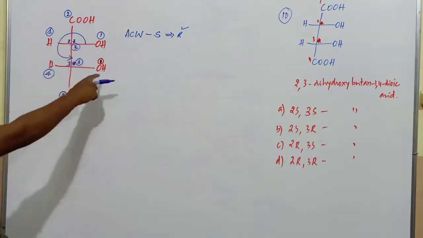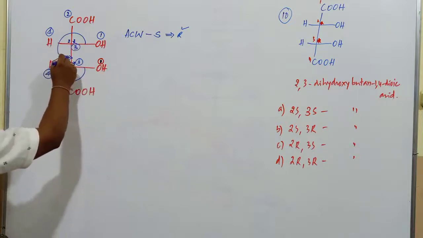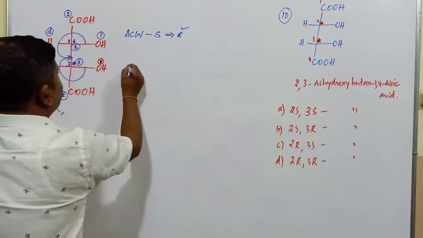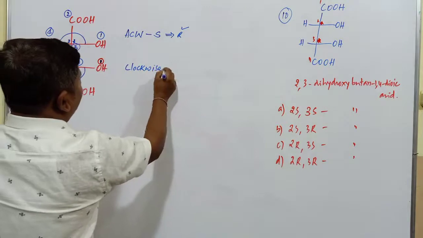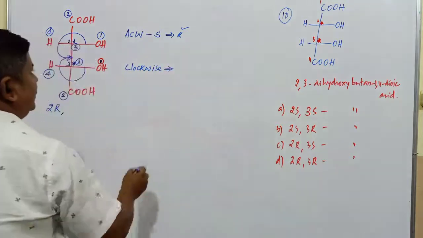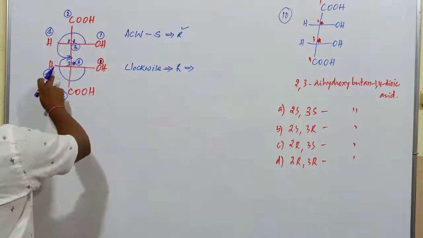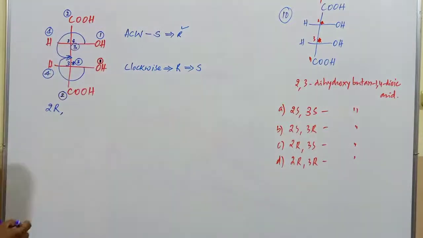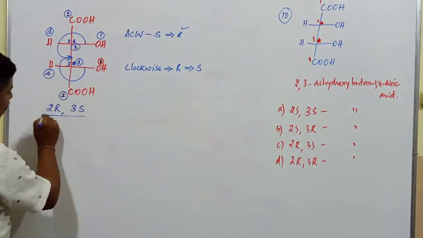So this is first one, second one, and third one. So here also it is going to be in this particular direction. If it is in clockwise direction, the particular isomer is represented as R isomer, but here also the lowest priority group is present in horizontal position, so it becomes what? S. Now with respect to the third carbon atom, the configuration is 2R3S.